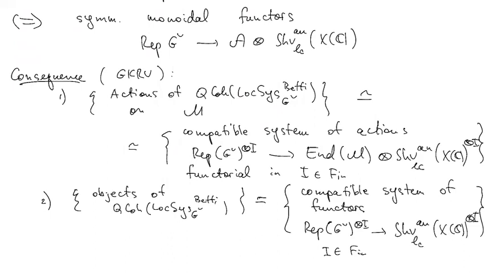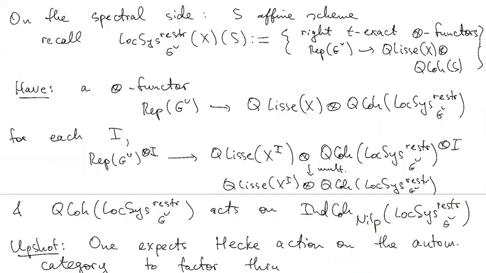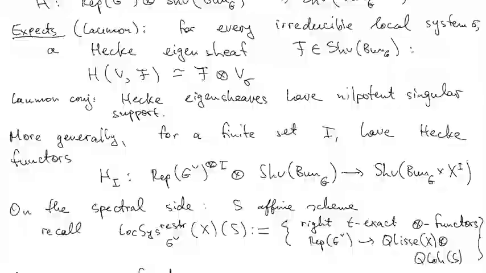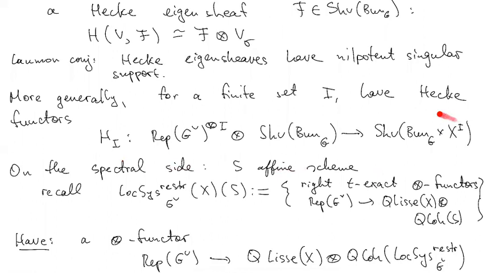So the point is that, let's look at this description here and compare that with what we had for Hecke functors in the beginning. So if I go back, I have these Hecke functors. That looks really good, except the target isn't right. It's all sheaves on Bun times X to the I. Instead, I wanted this kind of tensor product of sheaves on Bun with sheaves on X to the I, at least with some kind of local constancy.